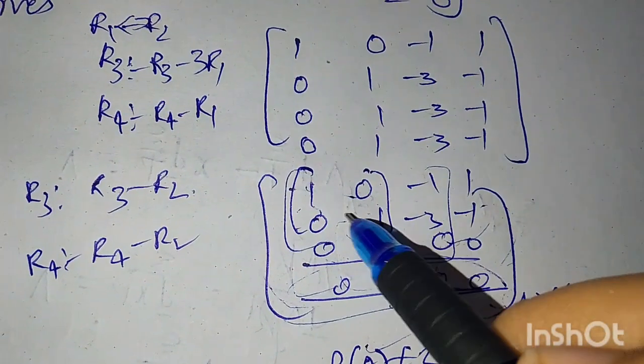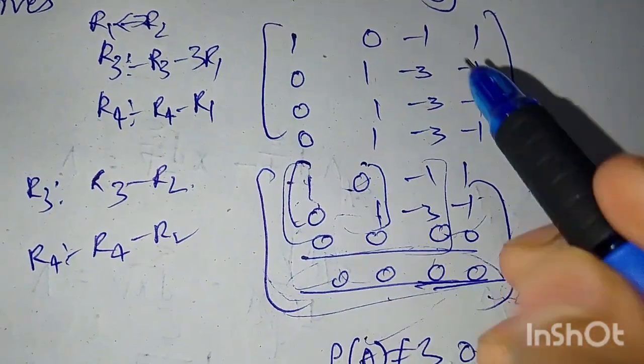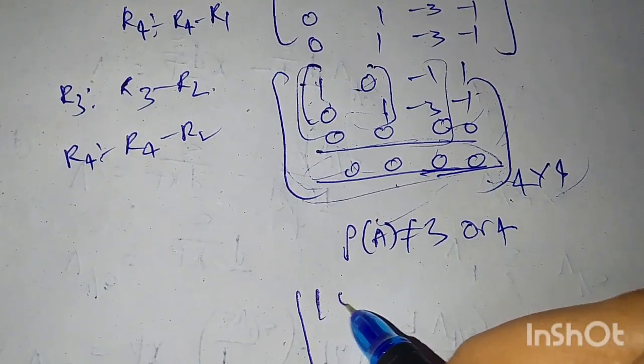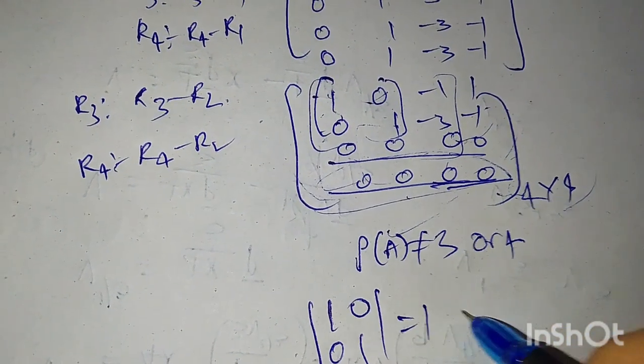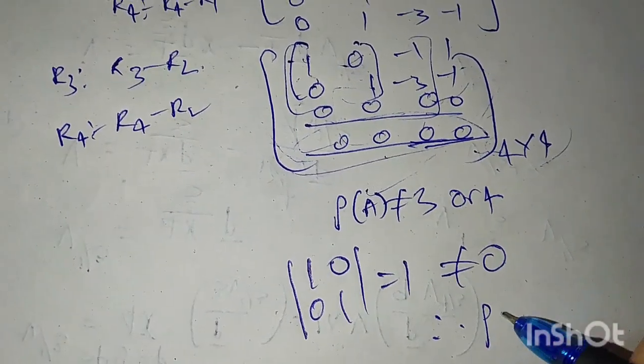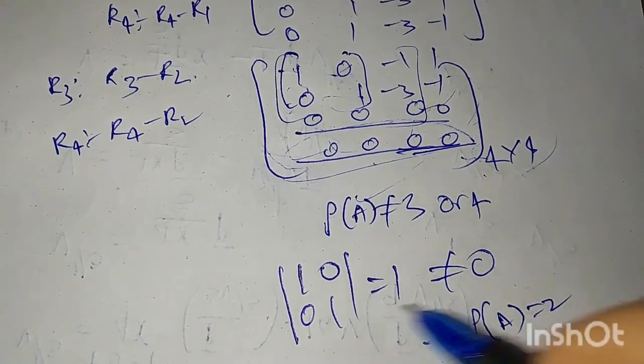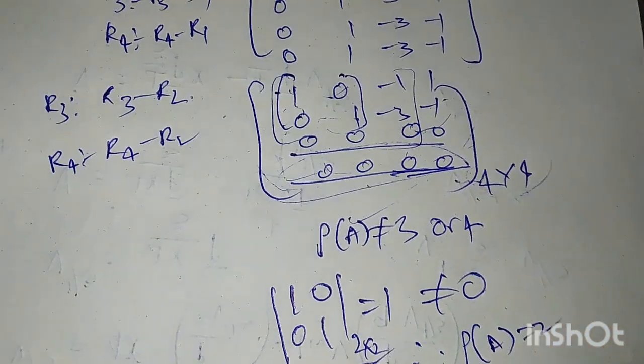So consider this one I got, which is not equal to 0. Therefore, rank of matrix is 2, because this is 2 cross 2. Like that we have to find. So this type of questions are important.